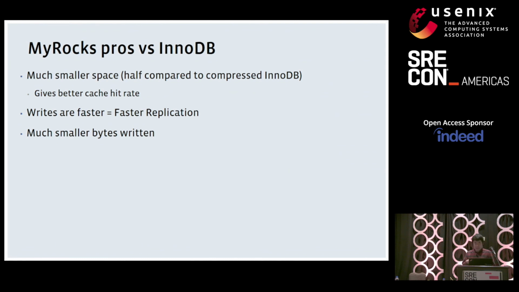Writes are faster because an LSM database is more efficient for serving writes. Faster writes means MySQL replication can also be faster. And bytes written to the flash device are also fewer because LSM databases are more optimized. Fewer writes means you can potentially use more affordable flash to serve the database, which means you can save cost even further.